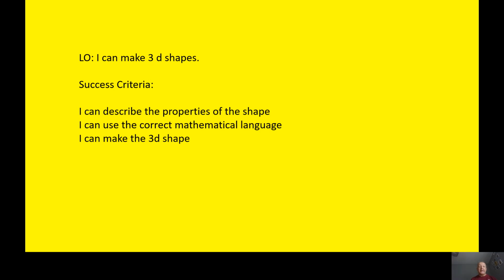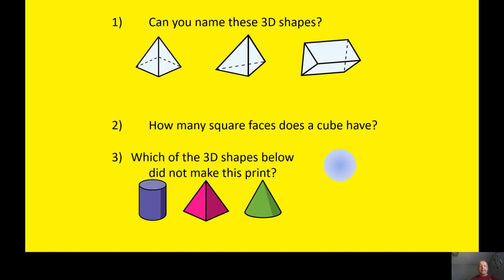As you can see, the learning objective is to make three-dimensional shapes. To do that, you'll need to be able to describe the properties of the shape. We talked about those yesterday. You'll need to be able to use the correct language and then actually make the shape itself.